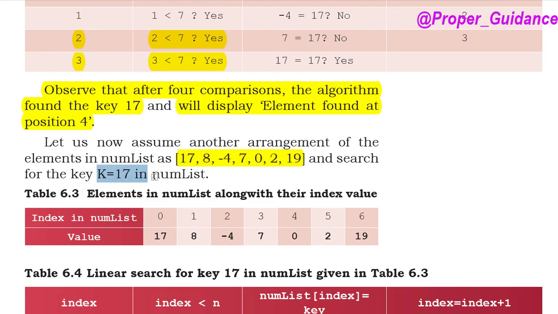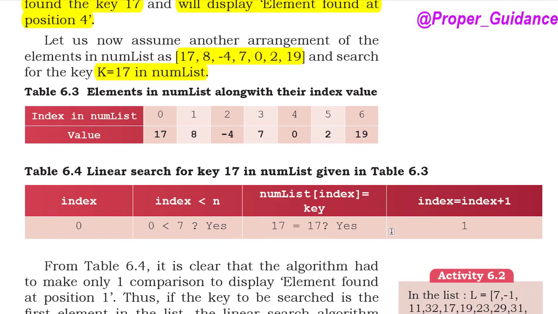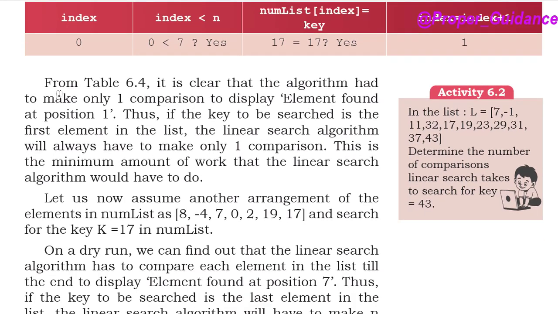Let us now assume another arrangement of the elements in num list and search for the key k equals 17 in num list. Then at the first position we can get it. Now it is clear that the algorithm had to make only one comparison to display element found at position number 1. Thus, if the key to be searched is the first element in the list, the linear search algorithm will always have to make only one comparison, right? This is the minimum amount of work that the linear search algorithm would have to do.